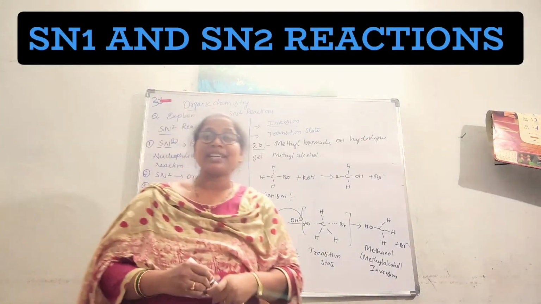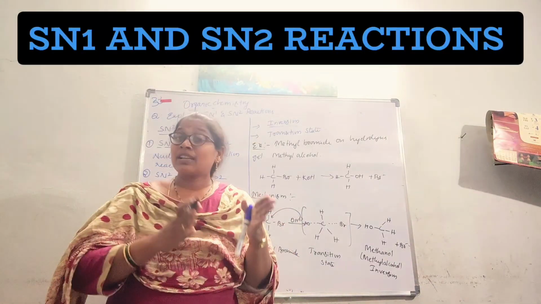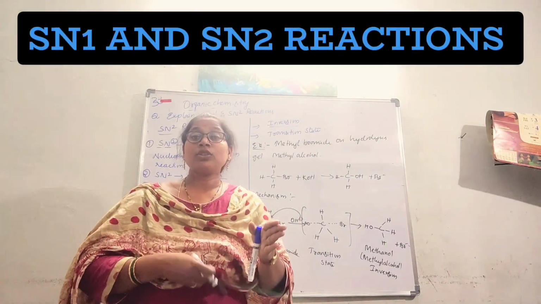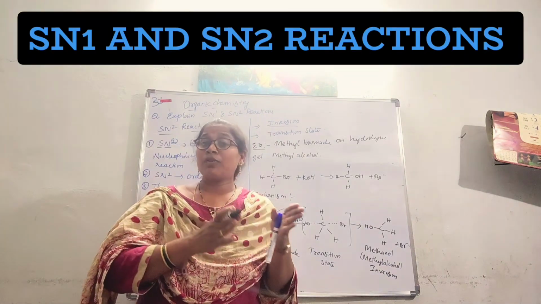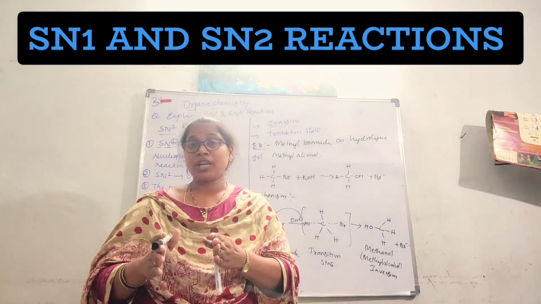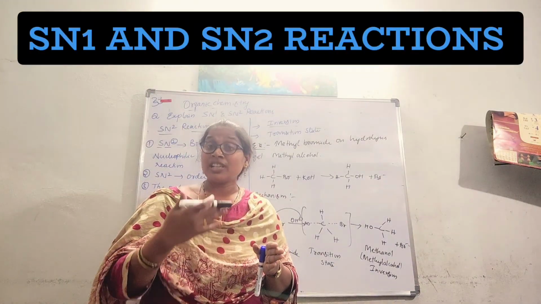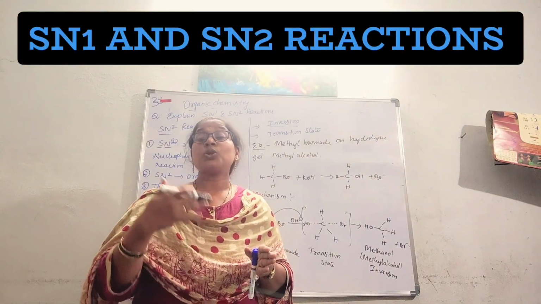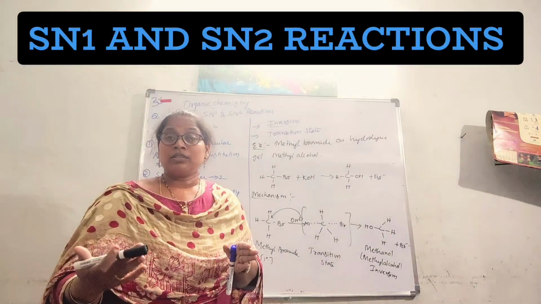So in this session, we explained the differences between SN1 and SN2 reactions. SN1 means unimolecular nucleophilic substitution reactions. SN2 means bimolecular nucleophilic substitution reactions. The order of SN1 is 1. The order of SN2 is 2. The reactivity of alkyl halides towards SN1 is tertiary is greater than secondary is greater than primary. And the reactivity of alkyl halides towards SN2 is primary is greater than secondary is greater than tertiary.